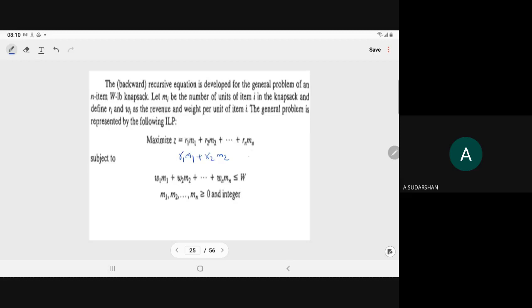Similarly, for the nth item, if the revenue is Rn and you are carrying Mn items of nth type, so total revenue will become Rn into Mn. Their addition will give you the total revenue, which you want to maximize. You want to maximize the total revenue, the total usefulness of all items.